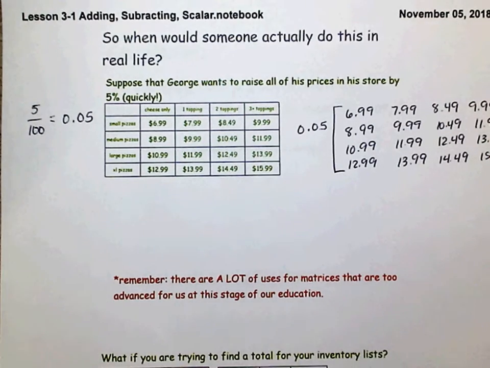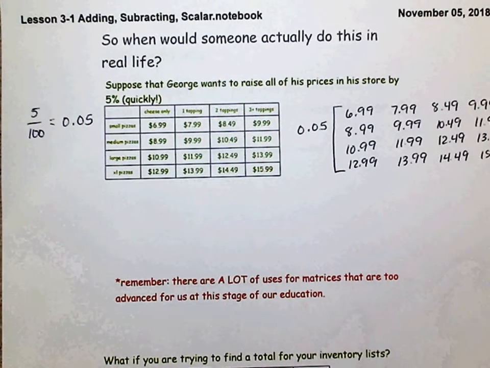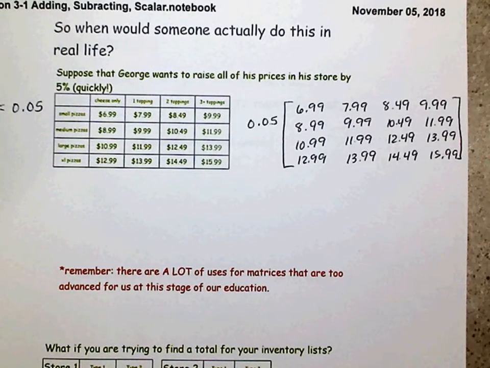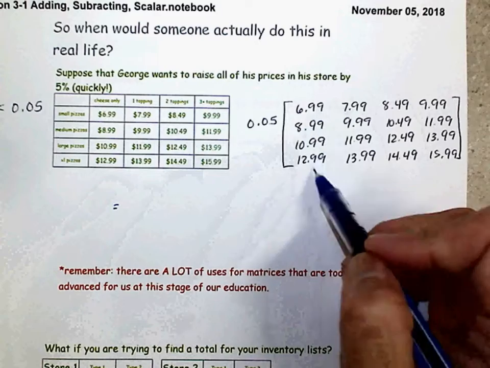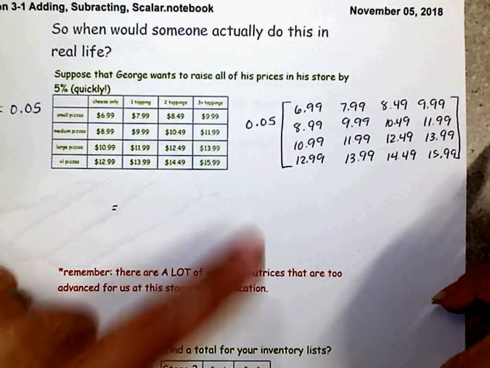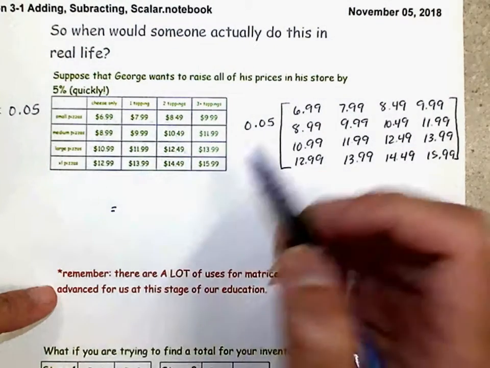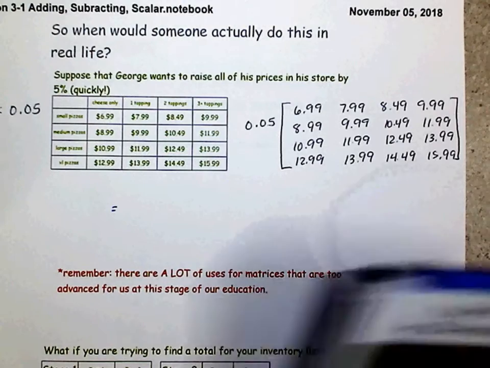Now, I'm going to show you how to do this on a calculator later, but for this purpose, I actually want you to do all this by hand. Okay? Here we go. 4 rows by 4 columns. So it's a 4 by 4. You guys ready? 0.05 times 6.99.